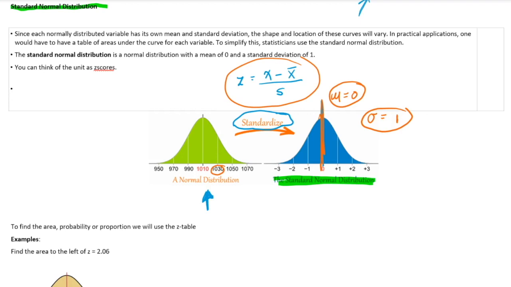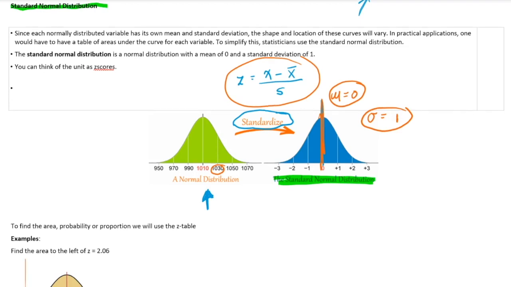This is particularly useful when you have variables that are on different metrics and you want to do analysis. What you do is you transform them into z-scores, and now everything is on the same metric and you can use them in your analysis.